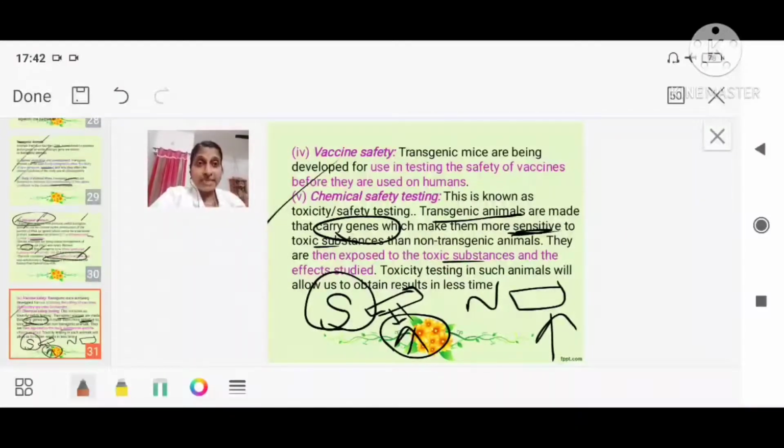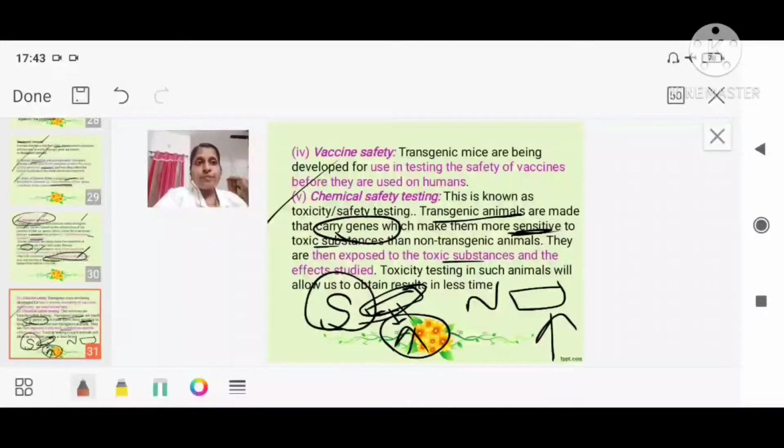So that is studied. After studying this, if the sensitive one is also responding to that toxin or the drug in a positive way, not causing much problem, it means that drug is safe to be used and we can introduce it as a drug in the market for sale. So for chemical safety testing also, what are we using? We are using these transgenic animals.